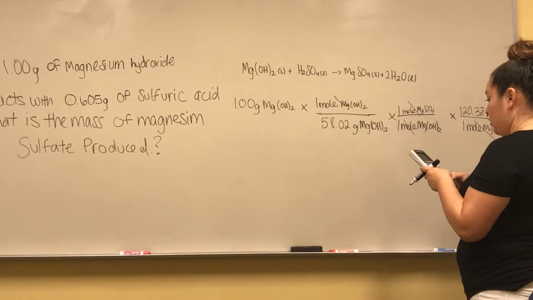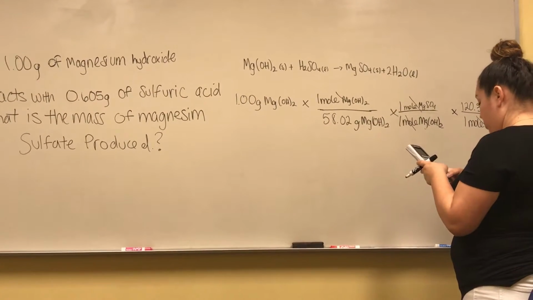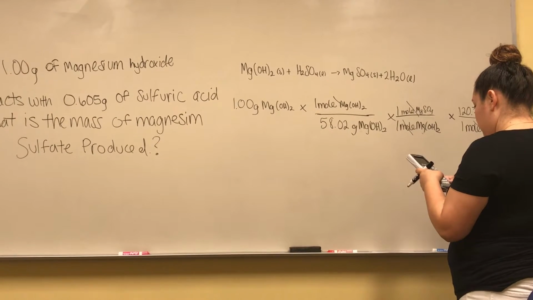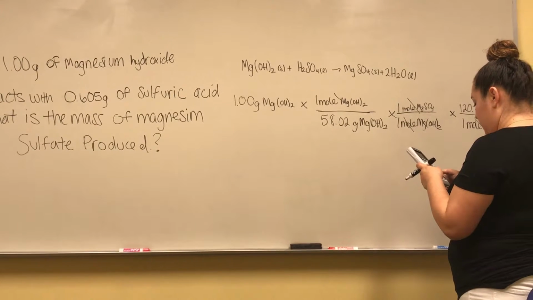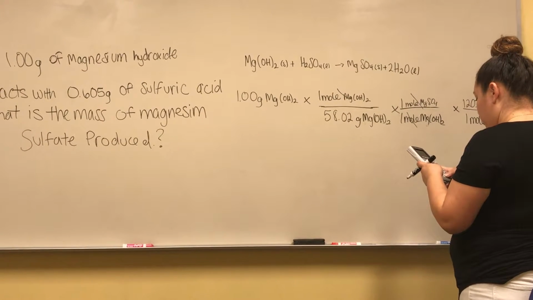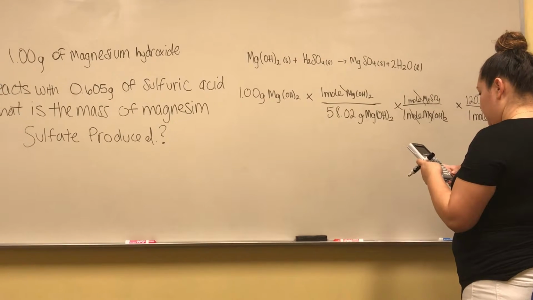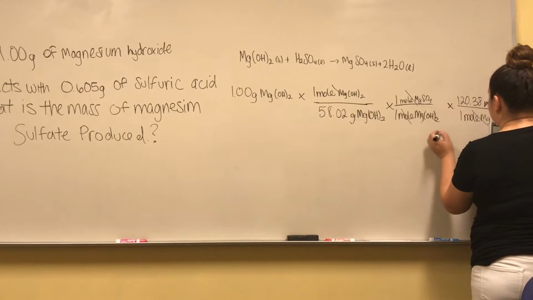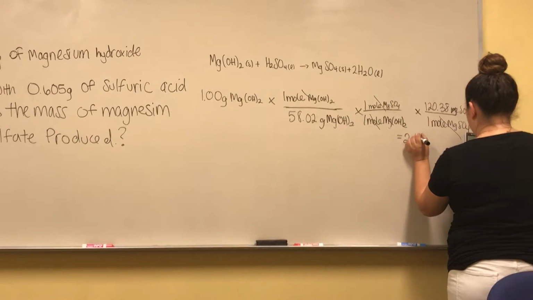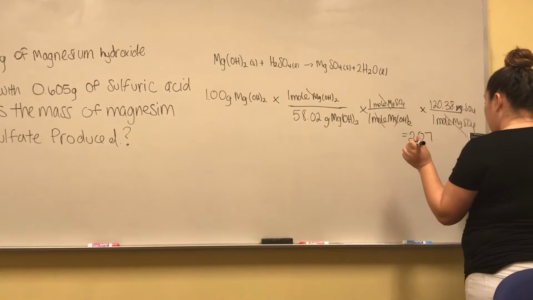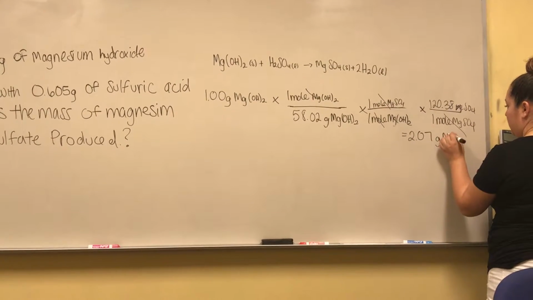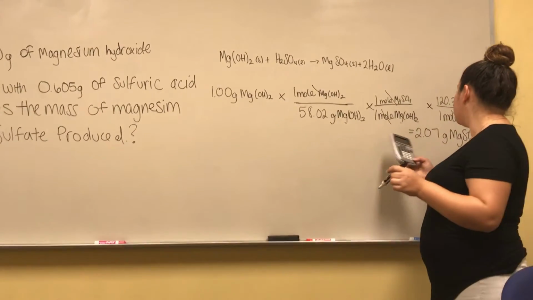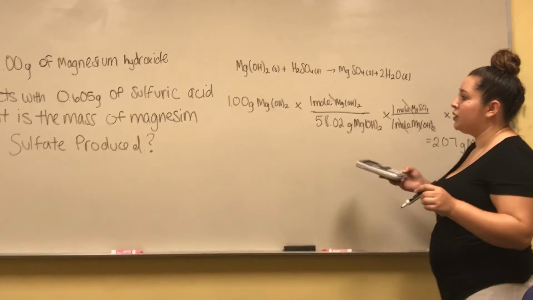Times 1.00 times 120.38 grams, divided by 58.02 is 2.07. Sorry, I kind of ran out of space here. 2.07. And that would be grams of magnesium sulfate. Okay, so that is our answer for the first equation.